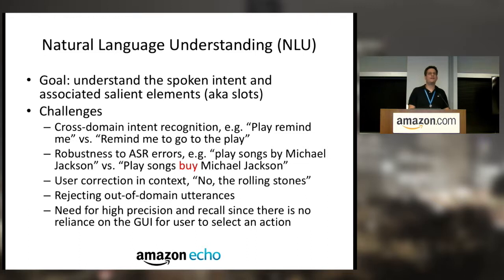Natural language understanding is also used to understand the intent of the user. Here too we have many algorithms around understanding what they want. Sometimes there is cross-domain intent. For example, "play remind me" versus "remind me to go to the play." It's the same words, but totally different intent. I can tell you that Alexa will try both of them. Each one will return a score, and this is how we select what to use, or it's going to be based on the context.